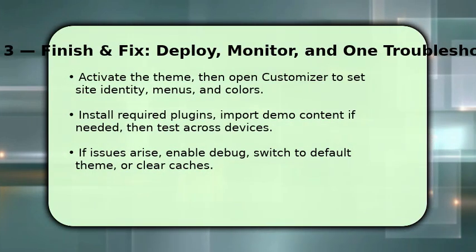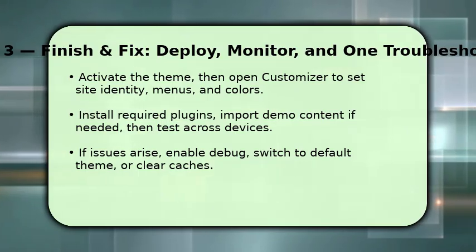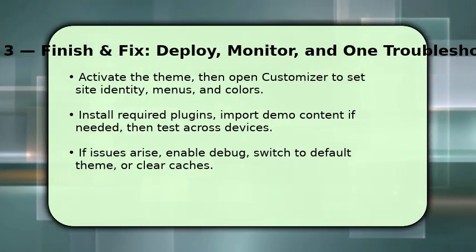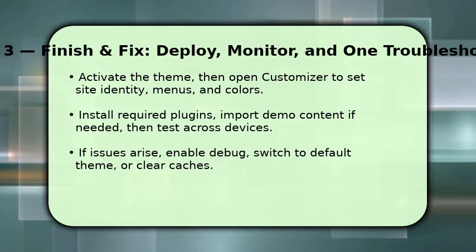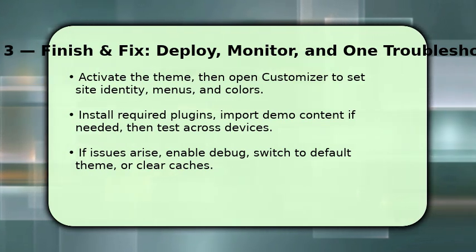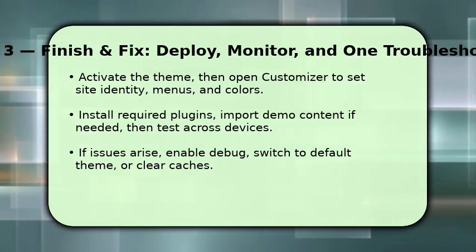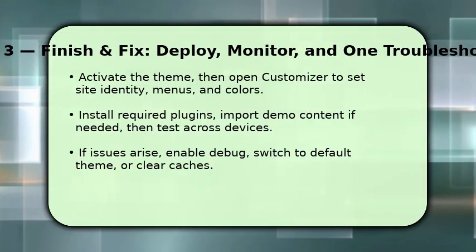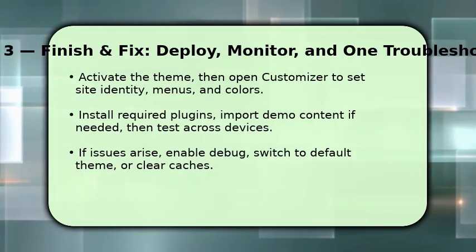Activate the theme, then immediately open Appearance > Customize to set logo, colors, menus, and homepage settings. These are essential for a cohesive site. Install any recommended plugins and import demo content only if necessary to replicate the demo look.